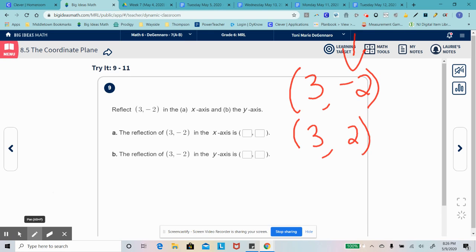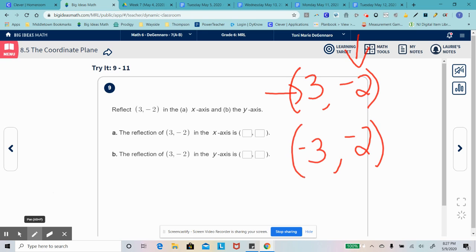But now we're still going for B. It's still asking the same question. They want you to go back to the original, so 3 comma negative 2. But this time they want you to reflect across the y-axis. That means you're keeping the y the same, so negative 2 is staying the same. The x is changing, so your x is always the opposite. If this was positive, it's going to be negative.